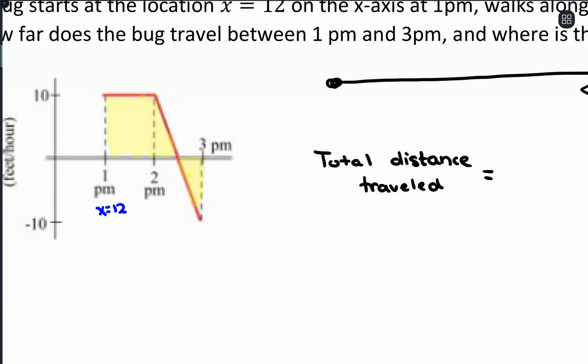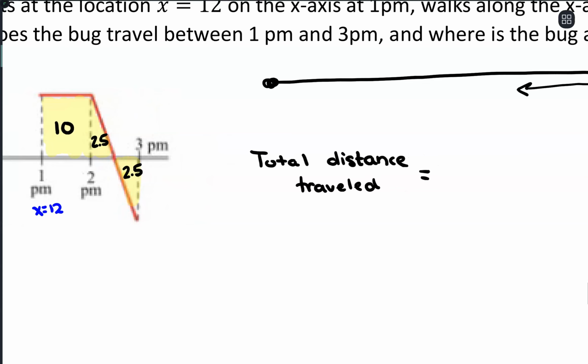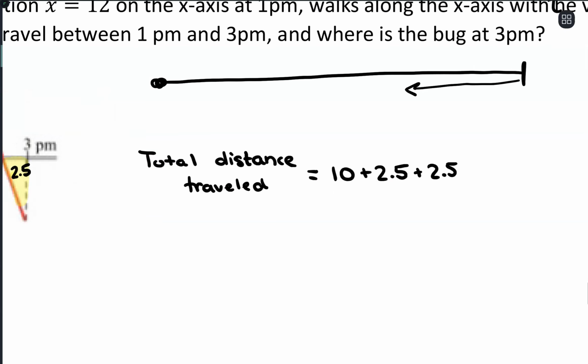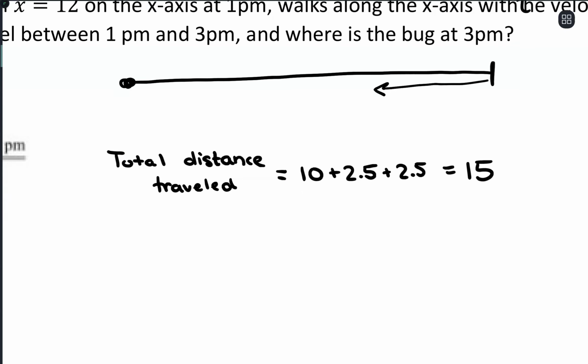So what we're going to do is take some areas. Let's see, 1 to 2 p.m. with a height of 10. So we have a nice rectangle there that has an area of 10. Here we have a triangle that has a height of 10, base of a half. So we're going to have a half times a half times 10, which is 2.5. And then underneath the x-axis, same thing, with an area of 2.5. So total distance traveled comes from 10 plus 2.5 plus 2.5, which is 15. So in total, the bug went 15 feet in terms of distance traveled.